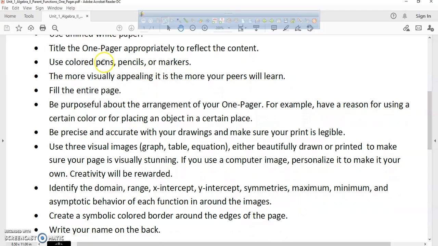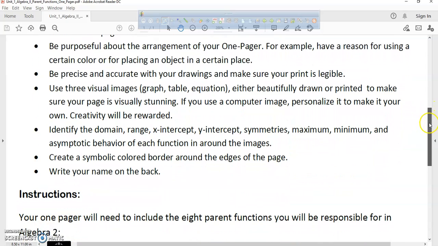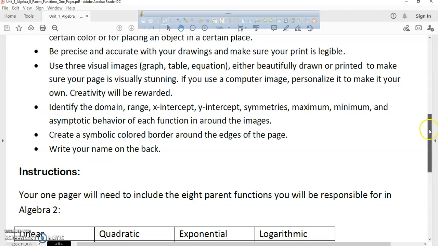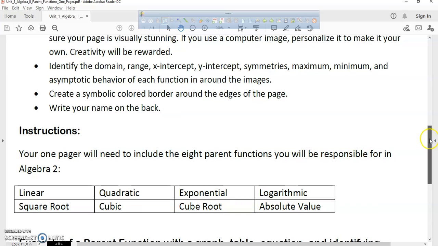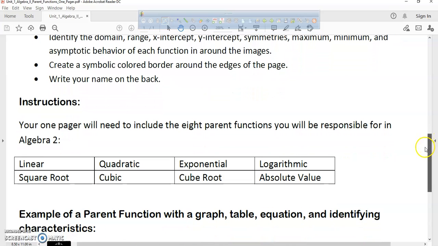You can use colored pencils, pens, markers. You're going to fill the entire page. So make sure you're being very precise and accurate with your drawings and your tables and your equations. And so you're going to be working on identifying certain characteristics. Now these are characteristics that each graph may or may not have. Not all graphs have maximum or minimum. Not all graphs have asymptotic behavior. So we'll talk about what those are in class when you run into different things.